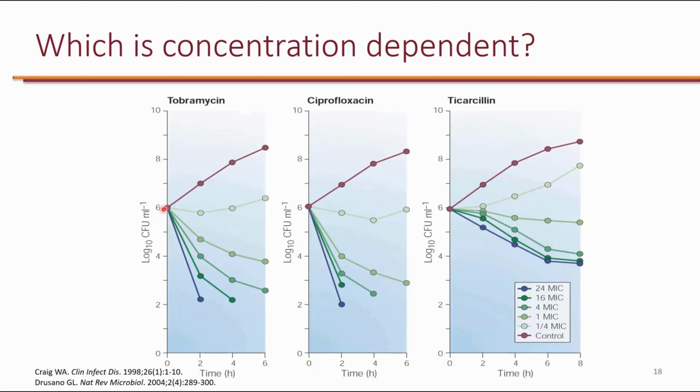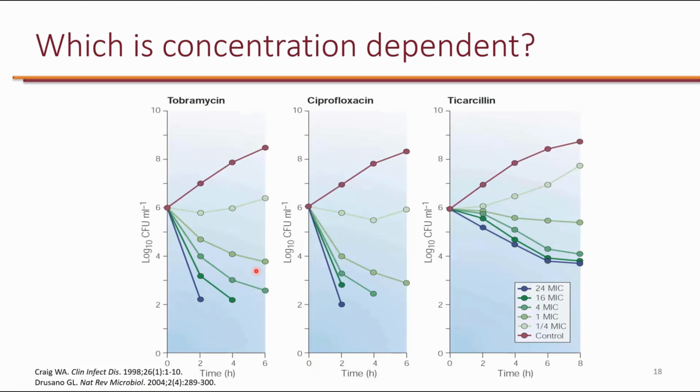So the colony forming units start to drop. Now at higher concentration, so for example at 4 MICs, you can see that bacterial growth actually drops faster, and as we increase the concentration, this drop in growth of bacteria becomes larger and larger. This suggests that tobramycin has concentration-dependent killing, meaning that the more tobramycin we use, the more the growth of this organism was dropped.